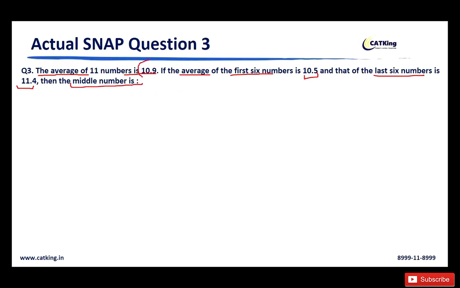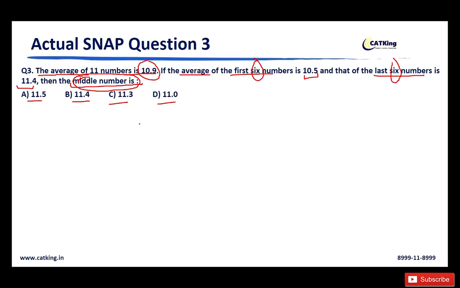The average of 11 numbers is given. The average of first 6 is also given. The last 6 is also given. We need to find what is the middle number. Now the options given to me are option A 11.5, option B 11.4, option C 11.3, and the last option is 11.0. Now guys, again we have solved a lot of questions pertaining to average.